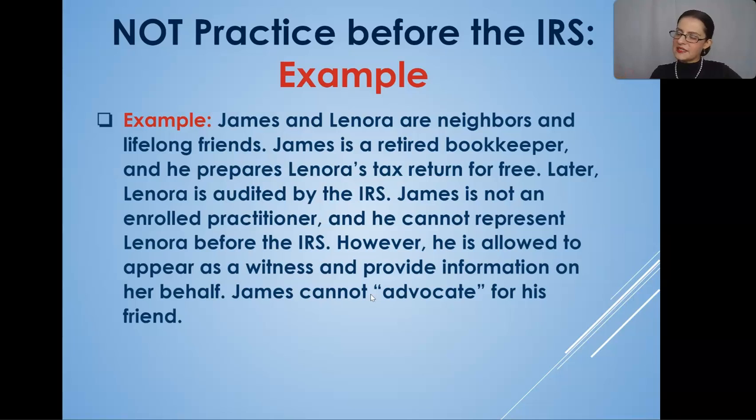During the examination, he wouldn't be able to say, you don't have to answer that, or don't answer that question, or tell the IRS to back off or anything like that. So he wouldn't be able to advocate for her, but he could certainly attend the examination appointment and offer information or translate or anything like that. That's permitted, but it's not considered practice before the IRS.